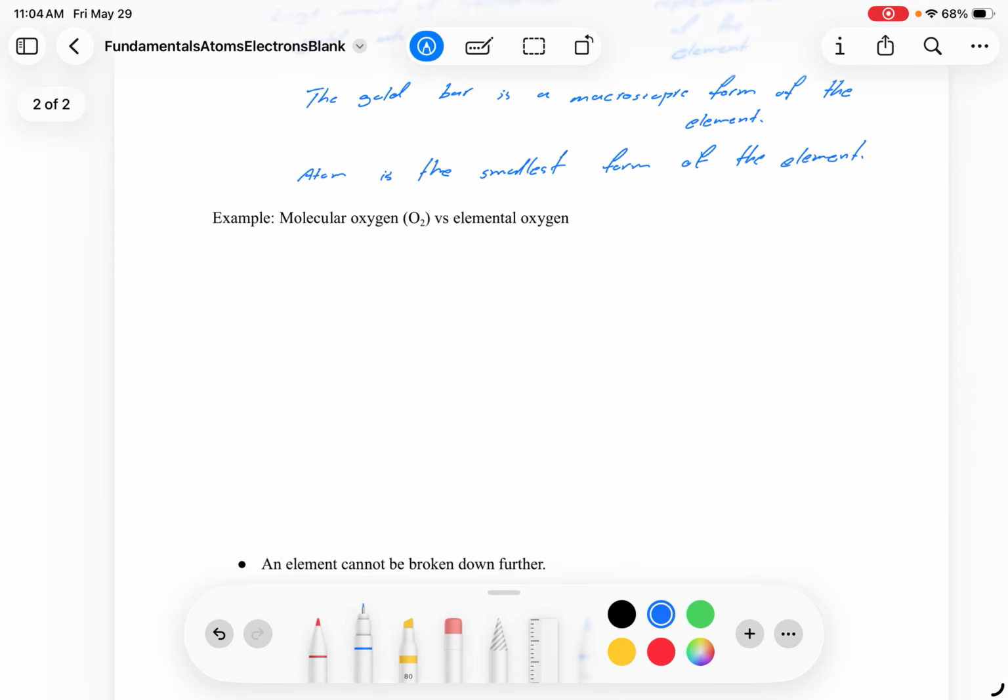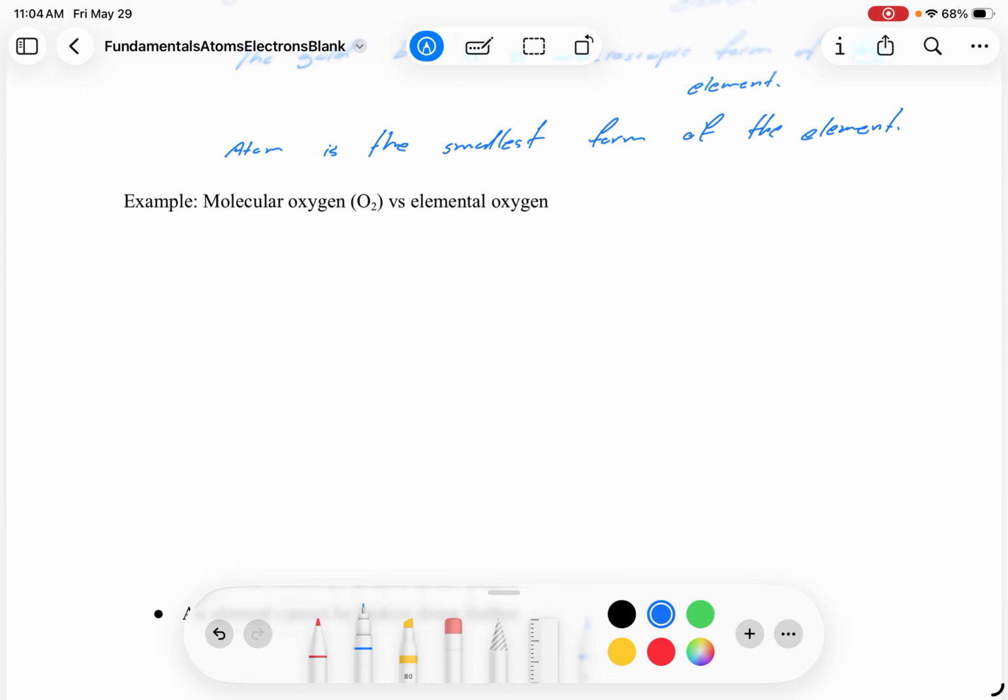So this is another example for you. This is molecular oxygen, O2, versus elemental oxygen. So let's draw molecular oxygen. Remember, oxygen likes to make two bonds. And this is your oxygen atom. That's just a circle with an O in it. That's your oxygen atom, and these two are both elements. This is your O2 molecule. And this is your oxygen atom.